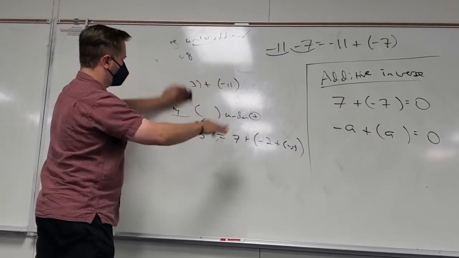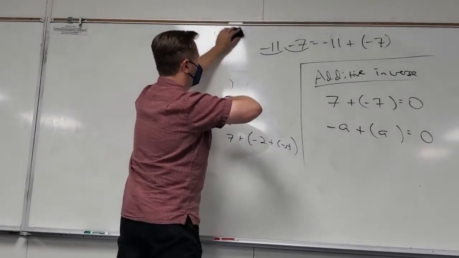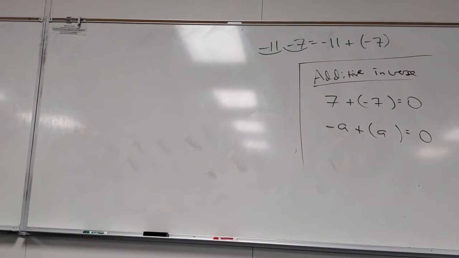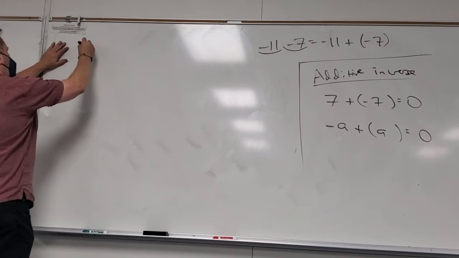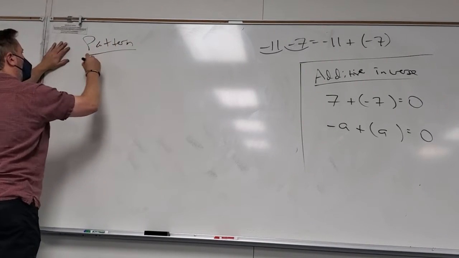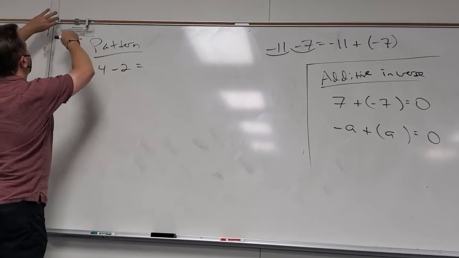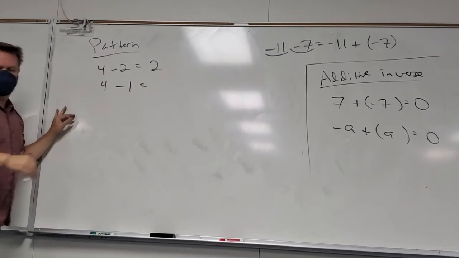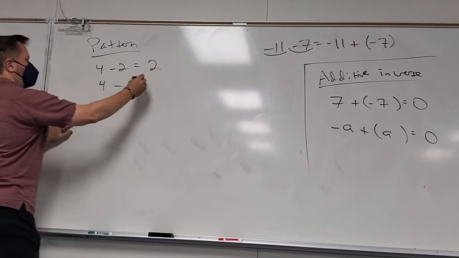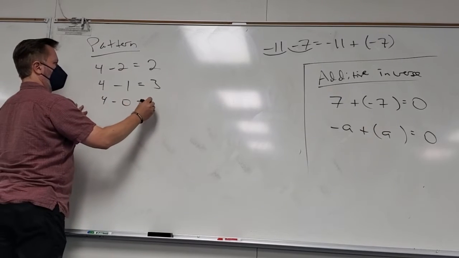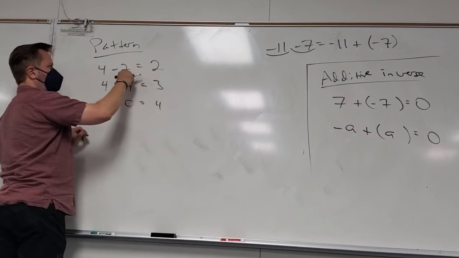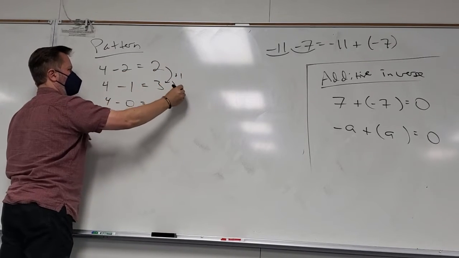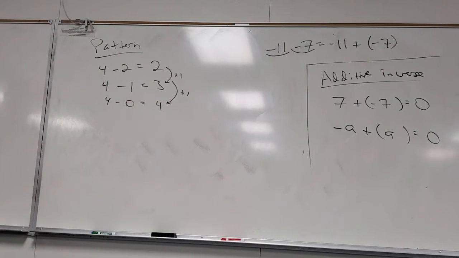So the properties are basically inherited when we start talking about negative numbers, negative whole numbers. Something interesting, look at this pattern. What's 4 minus 2? 2. What's 4 minus 1? 3. Amazing. 4 minus 0? 4. Do you see how I keep changing this by 1? And what's happening with the answers? They're going up by 1. There's no reason that that shouldn't continue.